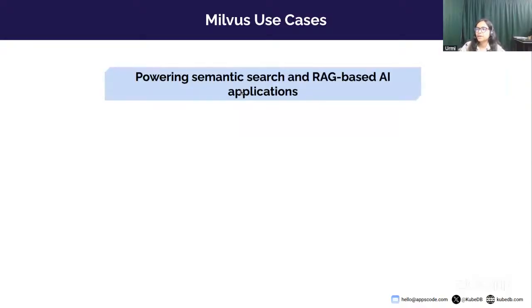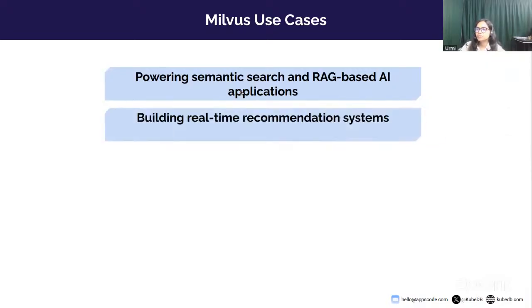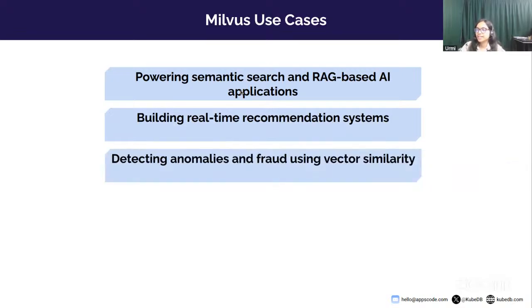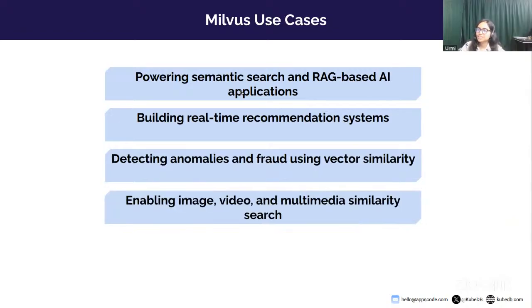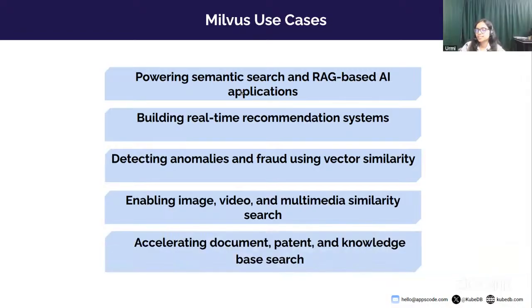Now, Milvus use cases. It mainly empowers semantic search and RAG based AI applications. Also helps with building real time recommendation systems and detecting anomalies and fraud using vector similarity. It also enables image, video, and multimedia similarity search with accelerating document, patent, and knowledge base search.